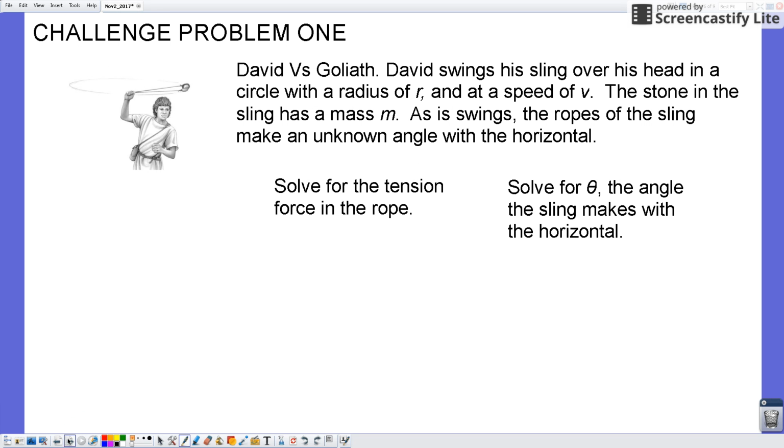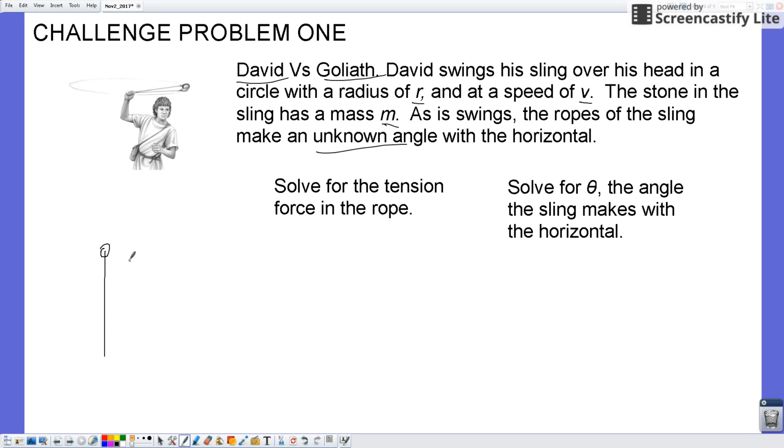Let's see how you do on challenge problem number 1. David versus Goliath. So, old story, David here has a rock and some strings, and he's swinging around in a circle over his head. Rock has mass m, swinging with radius r at a speed of v, and it's making some unknown angle at the horizontal. All right, let me redraw this.